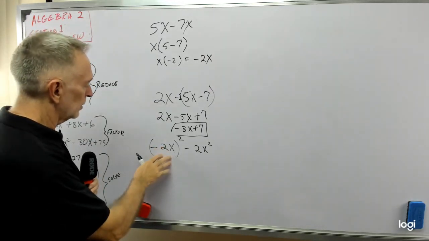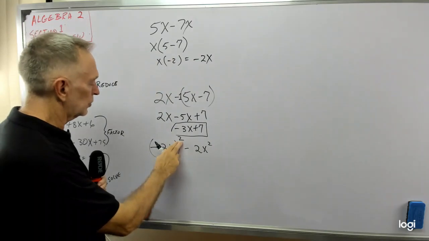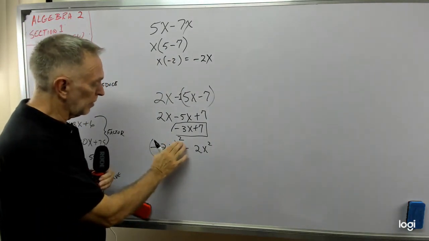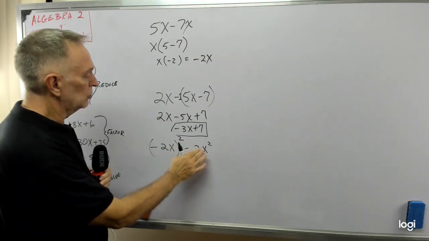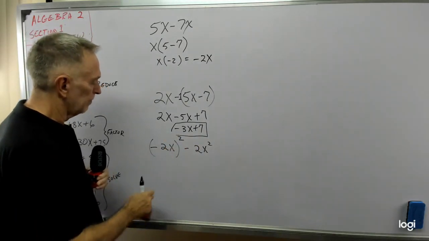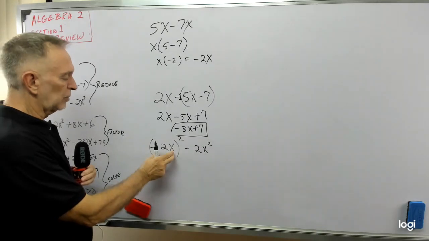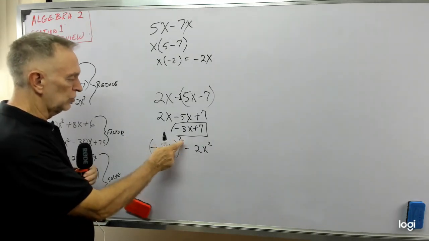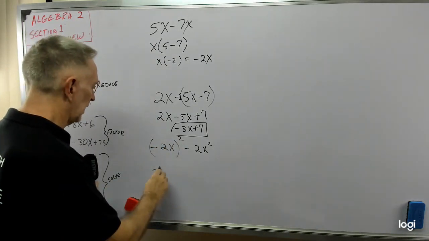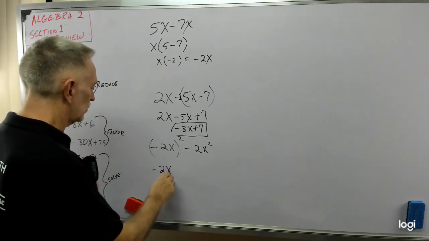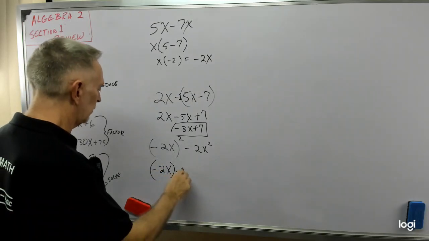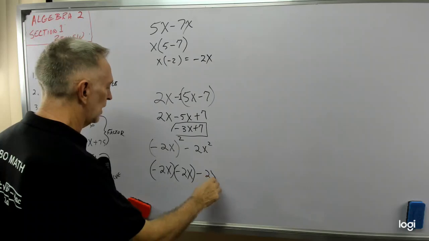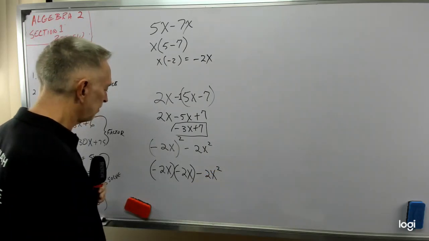Now this one, negative 2x in parentheses to the second power, minus 2 times x to the second power. What's in these parentheses is multiplied by itself 2 times. So it's telling me I have negative 2x times negative 2x, minus 2 times x to the second power.